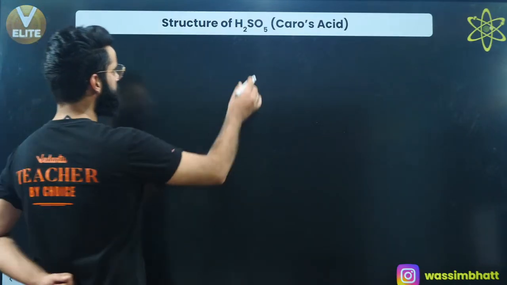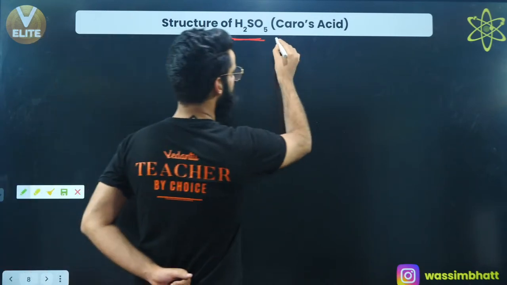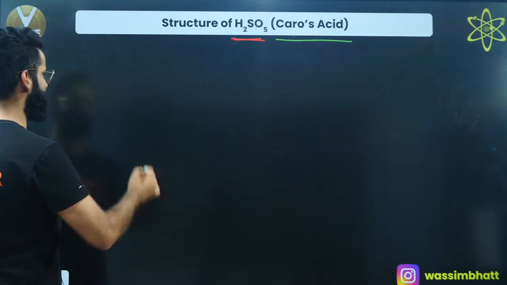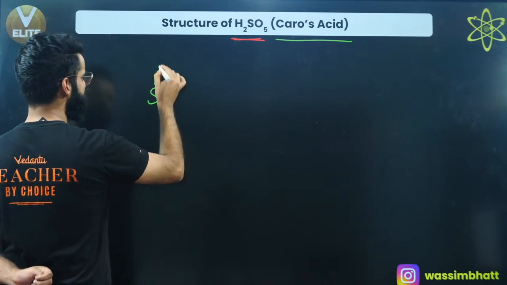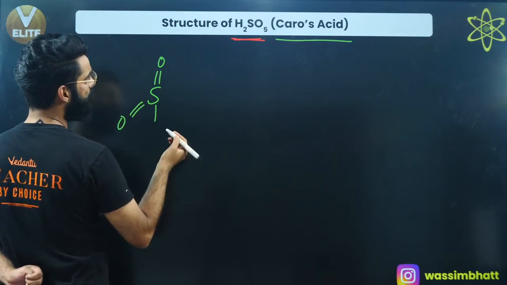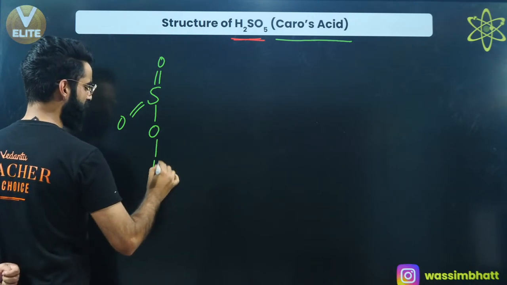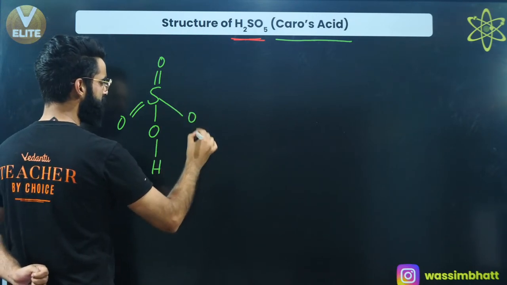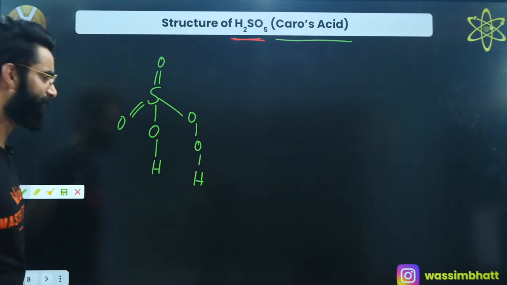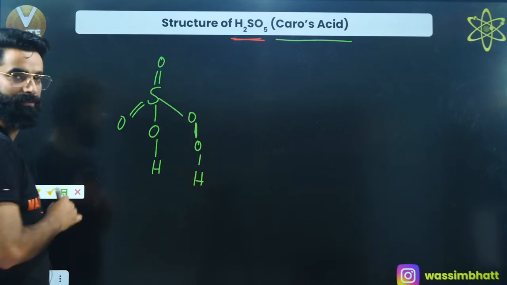Now talking about the structure of H2SO5. H2SO5 is something which we call Caro's acid, right? What is the structure of this H2SO5? See guys, this is the structure of H2SO5. For example, this is S double bonded to O, right? This is oxygen, attached to, for example, hydrogen. This is one more oxygen, this is one more oxygen, this is hydrogen. This is the structure of H2SO5, in which you will find one peroxide linkage. This is the peroxide linkage which I'm talking about, right?